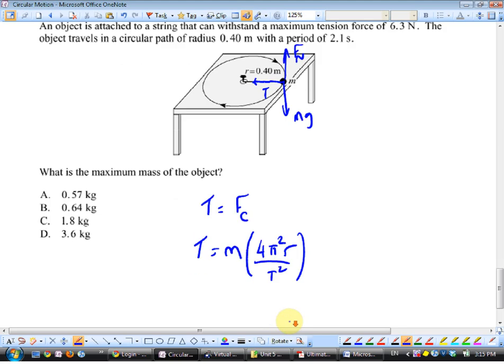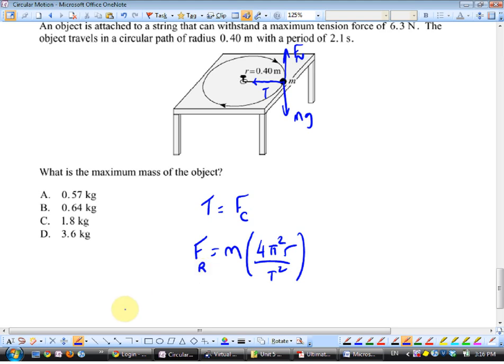What do they want me to find in this question? Oh, the mass. I got a bit of a problem here. What letter did I use for period? What letter did I use for tension? So you know what? I'm going to call it force in the rope. Otherwise, I'm just going to get confused, aren't I? I started to pull a T cubed out of there and go, wait a minute. That's not going to happen.